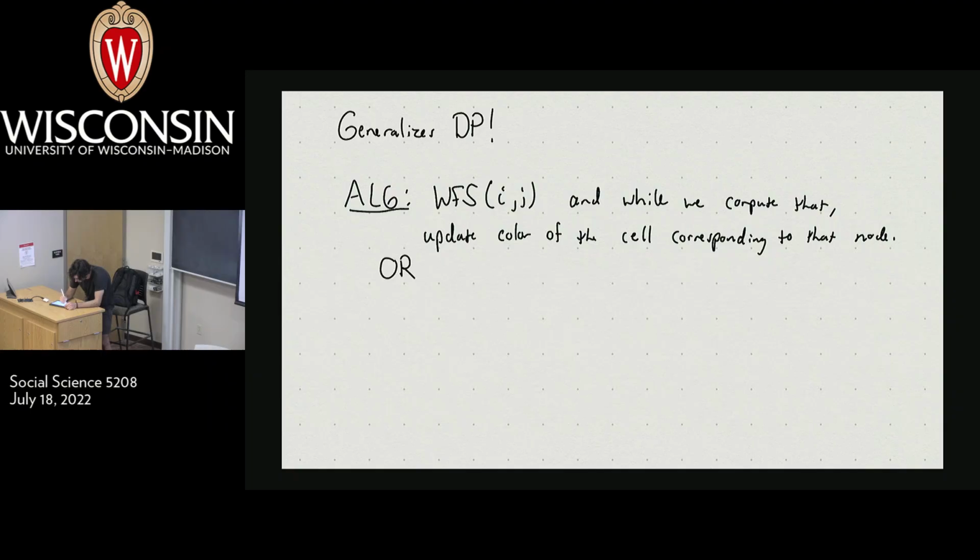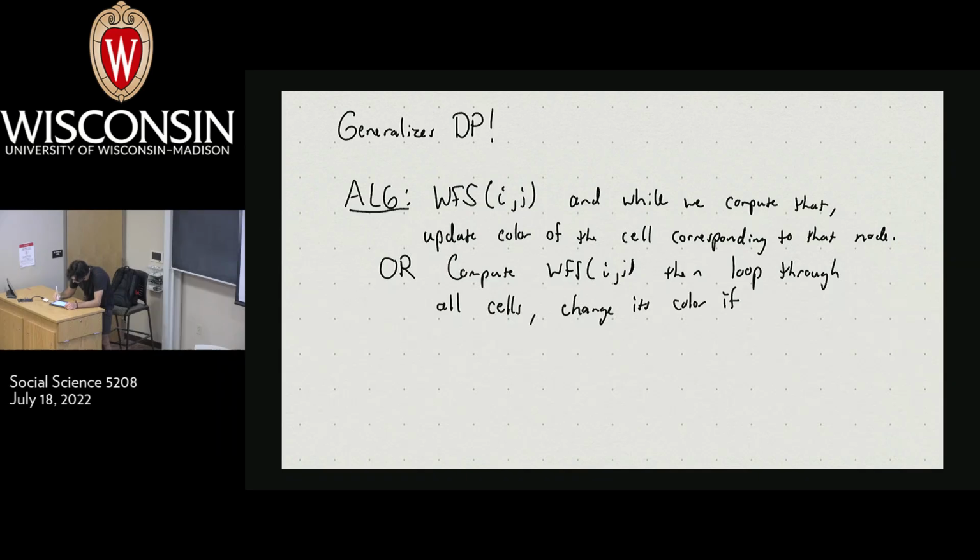Or compute WFS of ij, then loop through all cells and change its color if marked. So if the node version of it was marked. So these are the same thing. The only difference is this one's technically more efficient because you're doing it simultaneously. But it's just a constant difference.